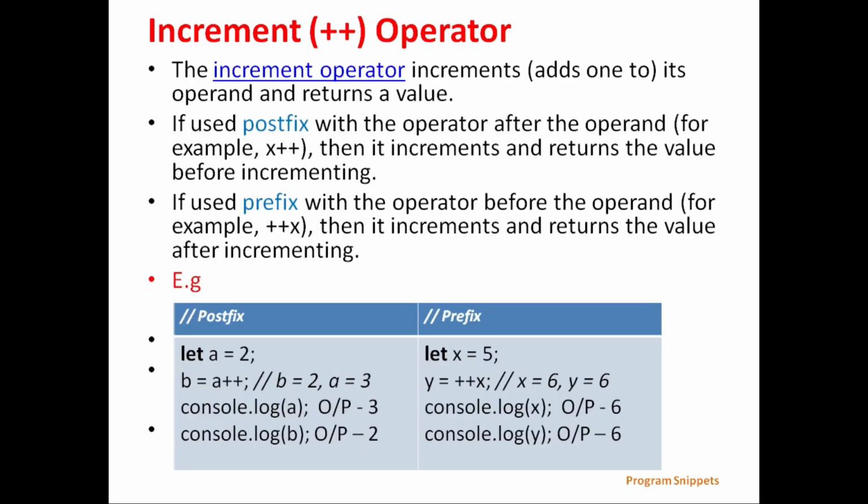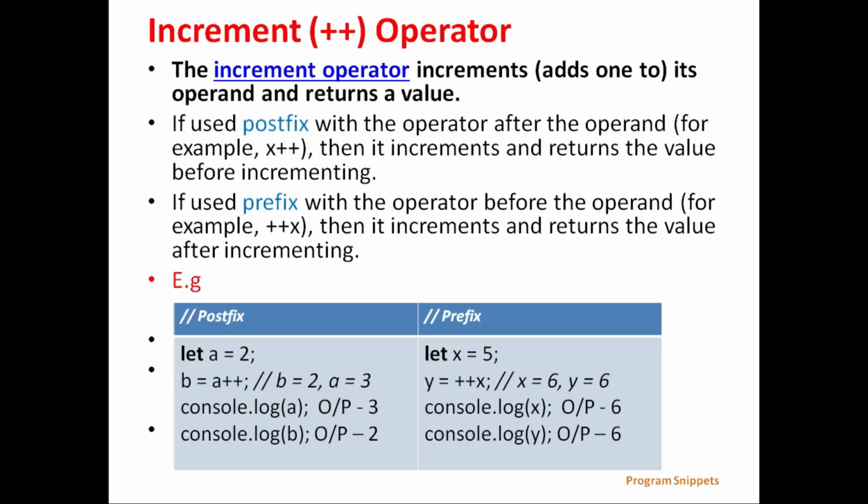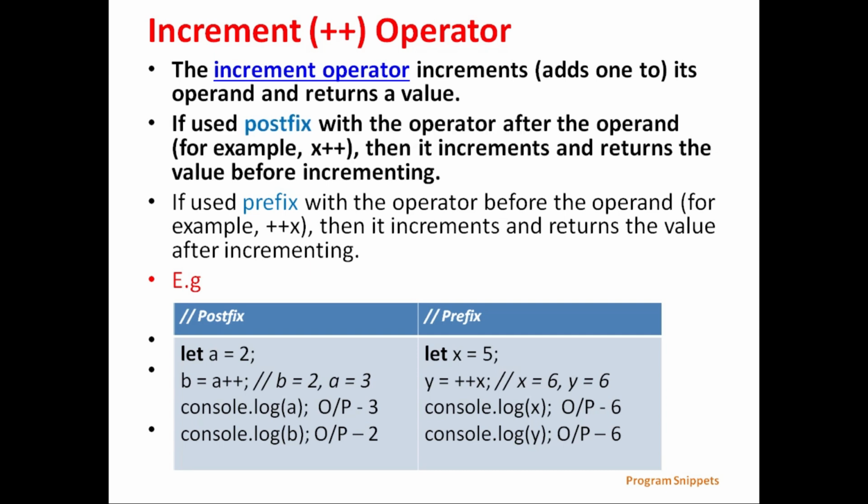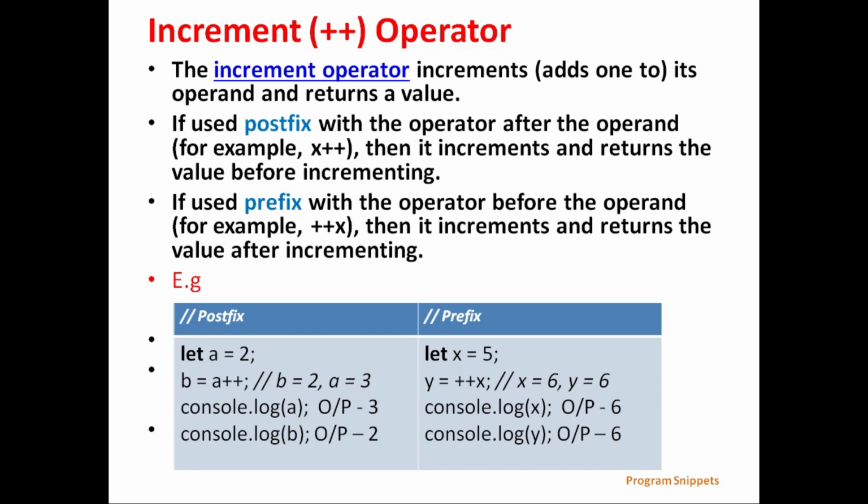Next is increment operator. The increment operator increments its operand and returns a value. If postfix is used with the operator after the operand, then it increments and returns the value before incrementing. And if we use prefix with the operator before the operand, then it increments and returns the value after incrementing. For example, if we assigned a equal to 2, and if we give b equal to a plus plus, and when we print a and b, it will give the output of a as 3 and output of b as 2. Since after assigning the value, we are incrementing a.